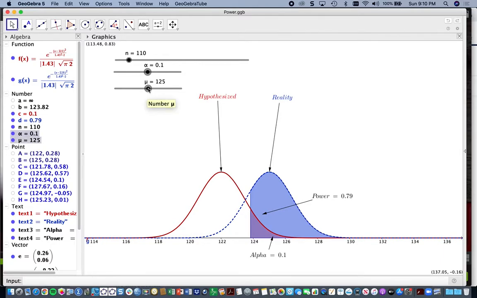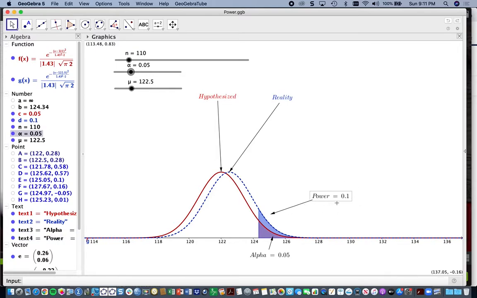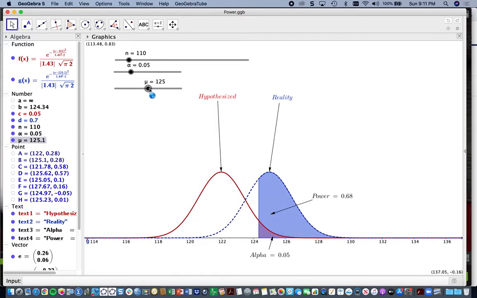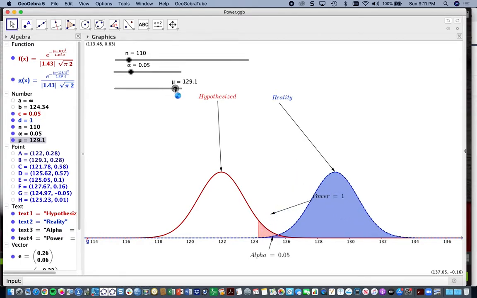Let's say that this actual mean was really just a little bit above average, like 122.5. The null hypothesis is still incorrect. The mean is actually 122.5, but if you notice, the power of this test is really pretty small. It's only about 10% now. If I bump this up, you'll notice that the blue graph just slides over. And what if they were really unhealthy and had an average blood pressure of like 129? If the average blood pressure was actually 129, then our power would be almost 1 again.